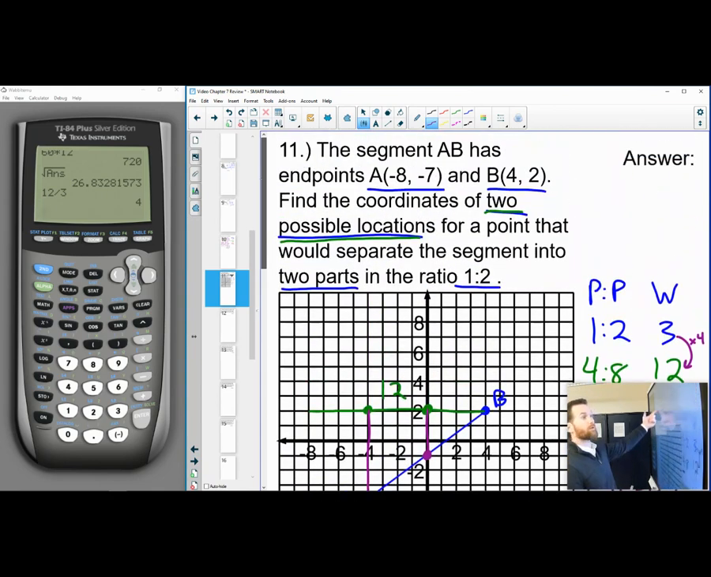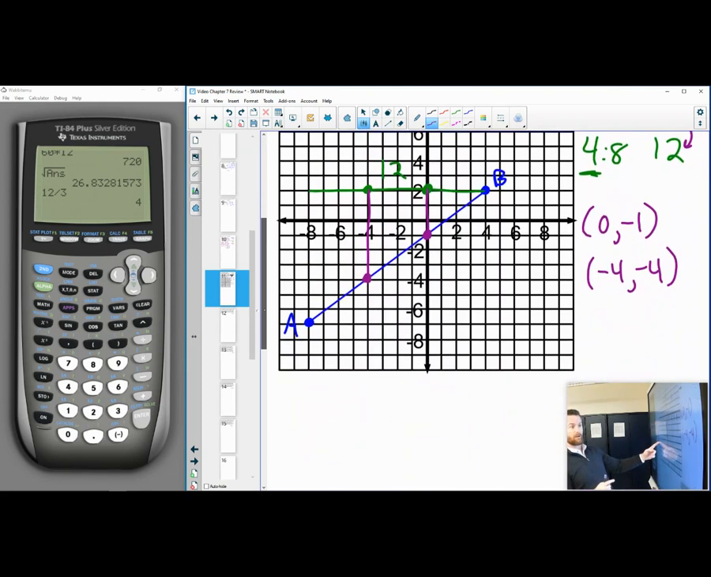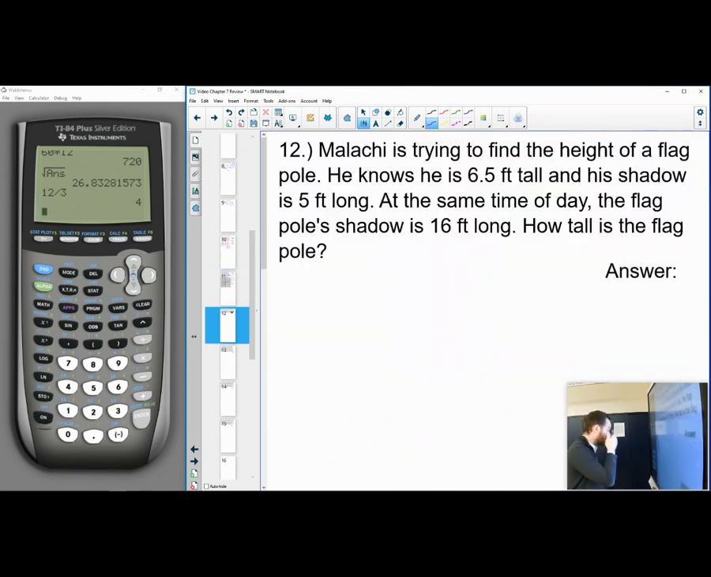And we check our answers, which were all the way up here. -4, -4, and 0, -1. And that's what we got. Good, good, good. A few more to go, rather. And we finally made it to the word problems. All right, let's take a look.